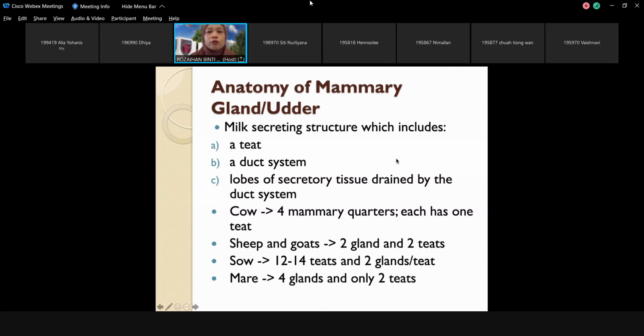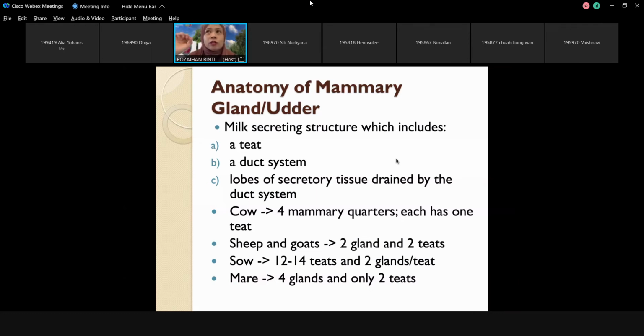So you should revise the anatomy of the mammary gland. It's very important, so go back to your anatomy, because if you understand the anatomy and physiology of the mammary gland, you would be more appreciative of learning about the diseases. The function of the mammary gland is to produce milk. It's actually a milk-secreting structure. It has a teat, a duct system, and lobes connecting to each other.